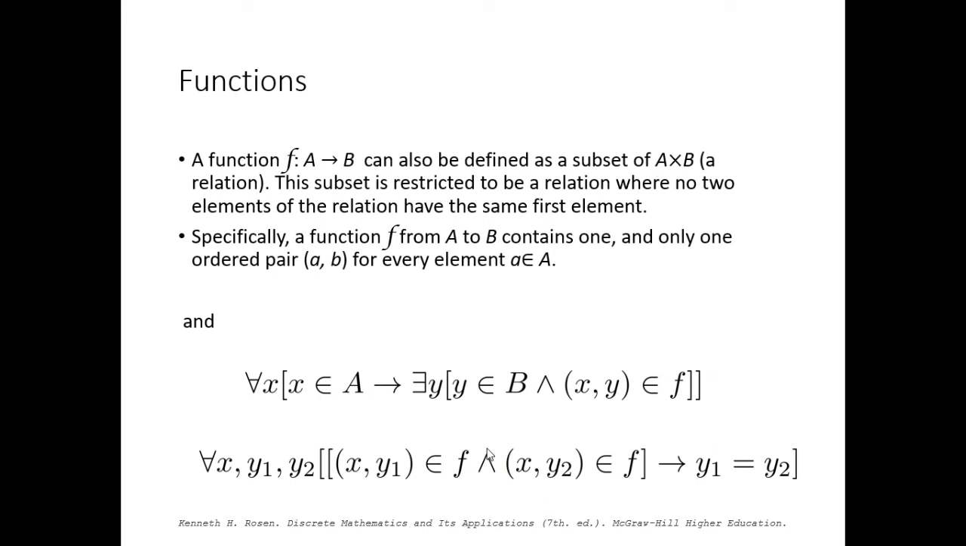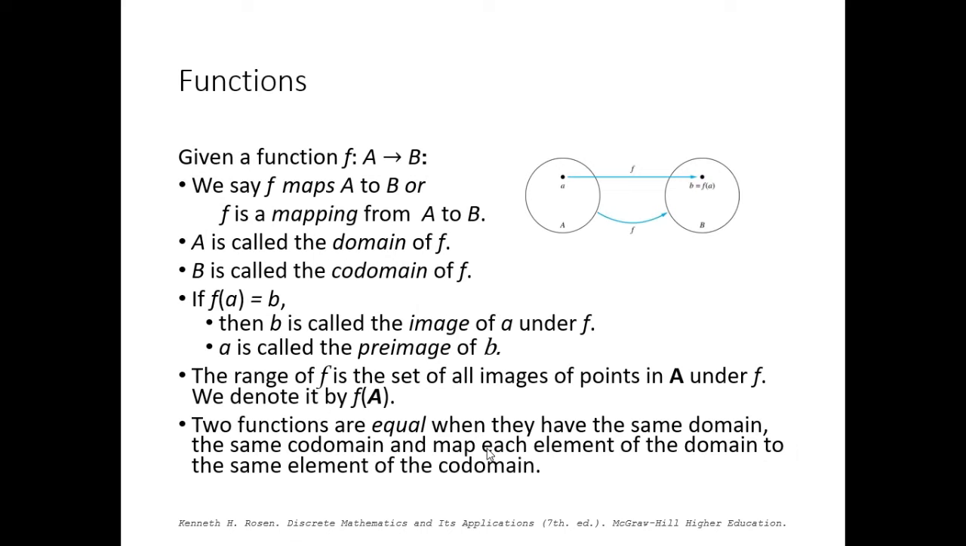Now, sometimes a function is also described as a subset of a Cartesian product of two sets, that is A cross B. Relations are also described as subsets of Cartesian products of two sets, that is A and B. Functions are more restricted compared to relations, whereas relations are broader in their sense.